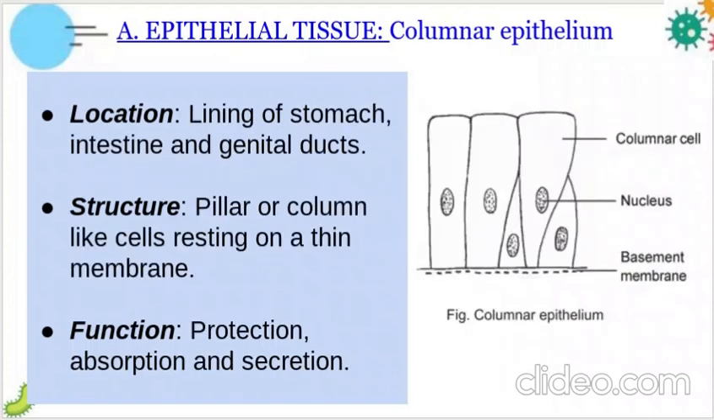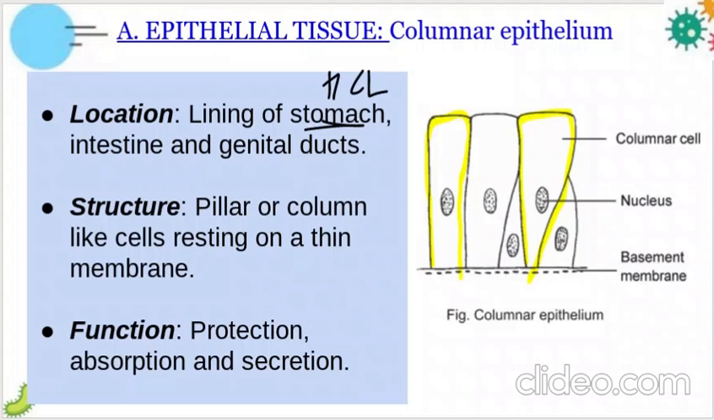The next type of epithelium is columnar epithelium. When I talk about columnar epithelium, it is always like a tall building kind of structure. If you see here, these are always like tall buildings, compactly arranged in a column. Now, where are they present? They are present in the lining of the stomach, protecting it from HCl. Then it's present in the intestines also, and in the genital ducts.